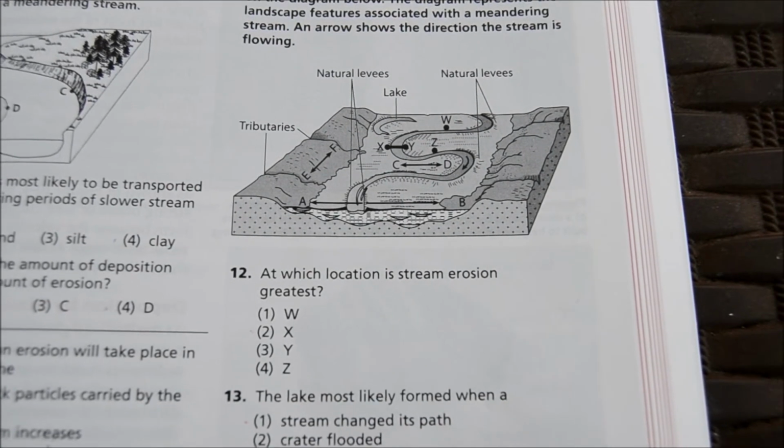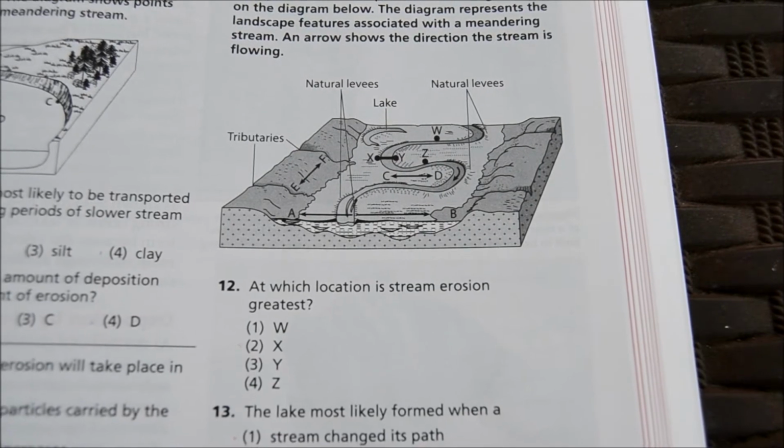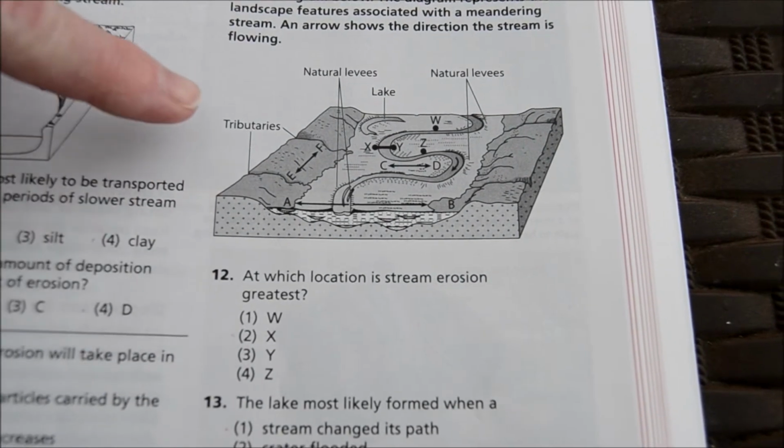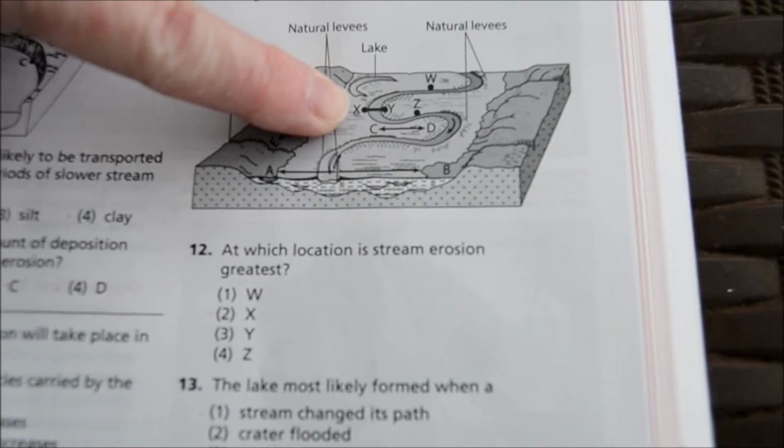Number 12. At which location is stream erosion the greatest? So if I'm looking for it, again, I'm looking for the outer part of a meander, correct? So that one is going to be location X.